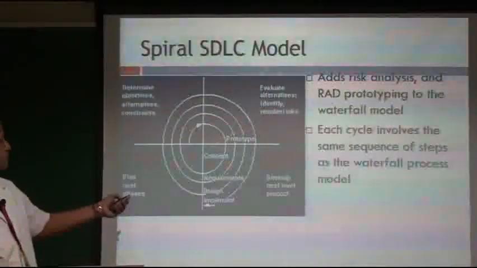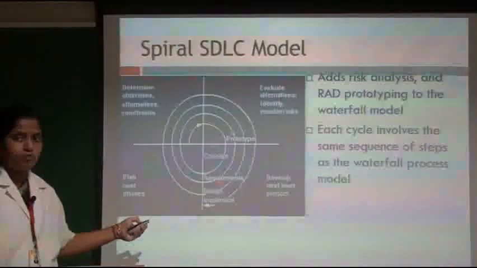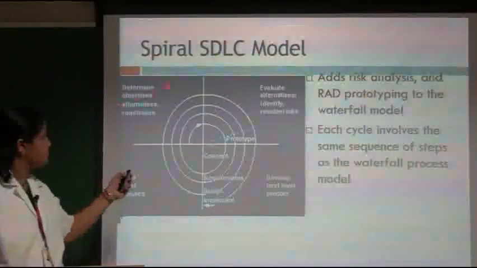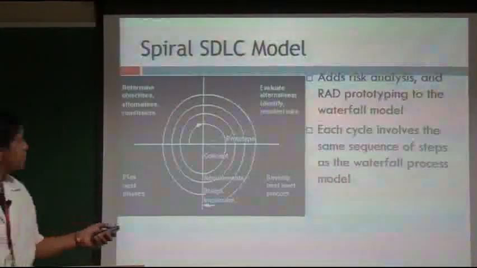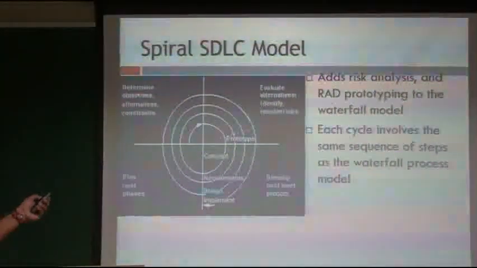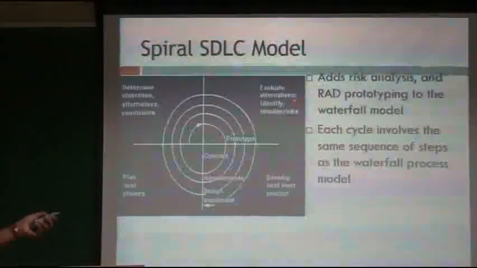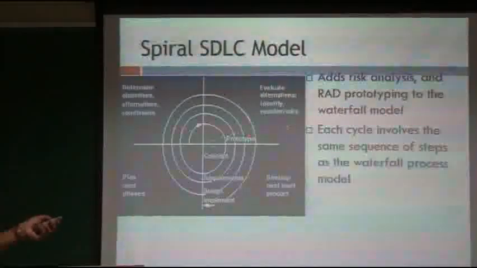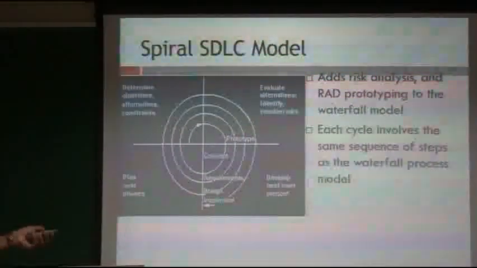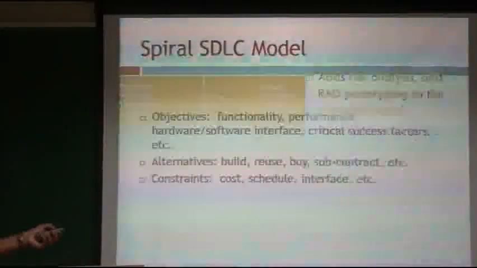Here if you see this area, it allows a RAD model. This area looks like a waterfall model, and again it includes all the four quadrants. Actually it includes the risk also. In first quadrant it determines the objectives, alternatives and constraints. In second, it evaluates alternatives, identifies the resources and resolves the risk. Here risk is included. And third is develop the next level product, and fourth is plan the next phases. So let us see one by one.